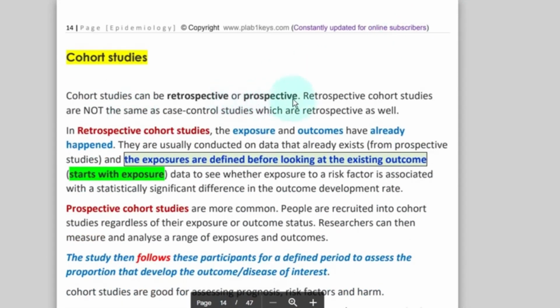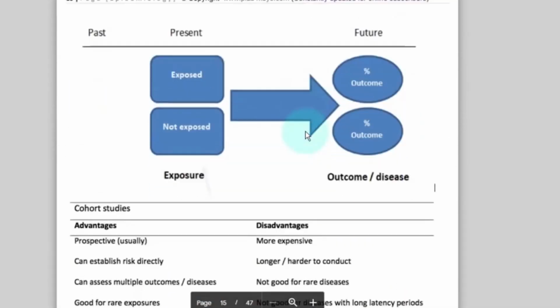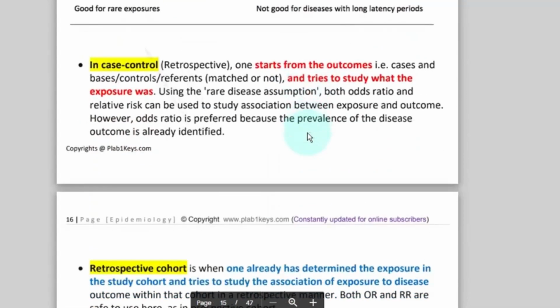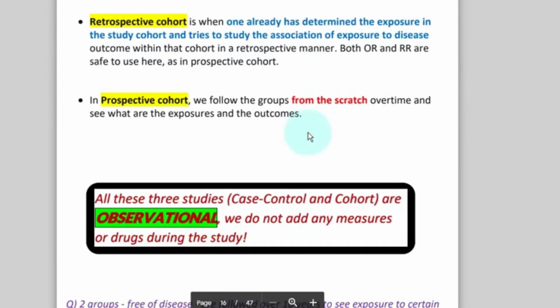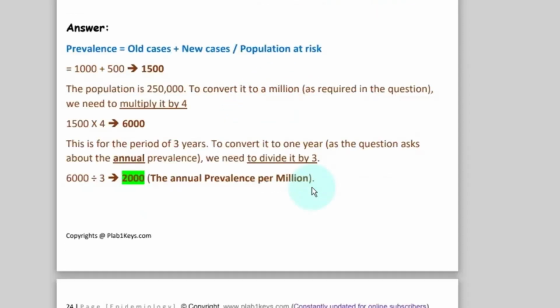Cohort can be retrospective, can be prospective. Now that's your task, to read all those things. These are very simply written. Keep in mind, the case control and cohort are observational in nature. You are just observing. You are not measuring anything or any drug. If you are measuring any drug dose, that would be called a trial. Now it's interventional. You are intervening in something.